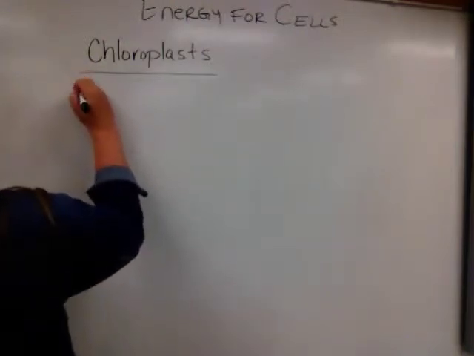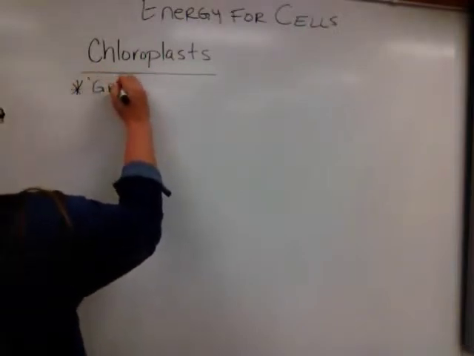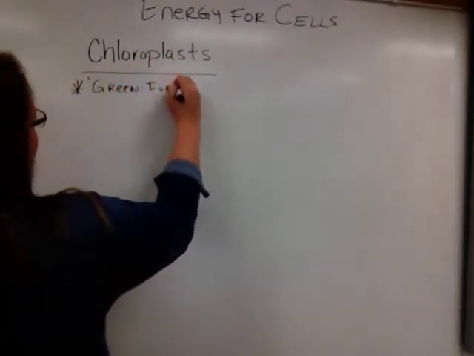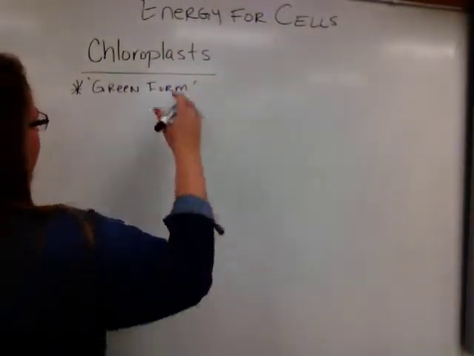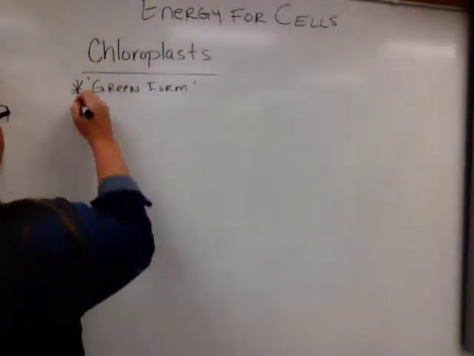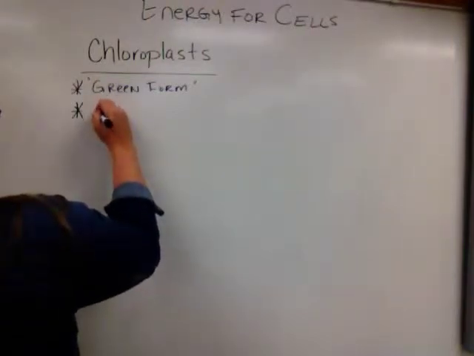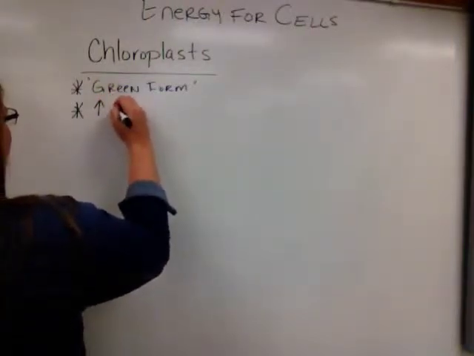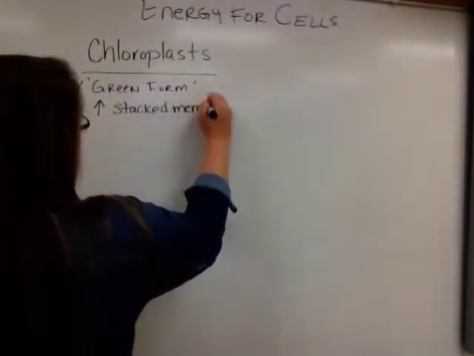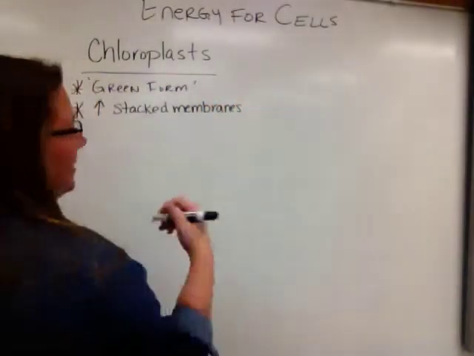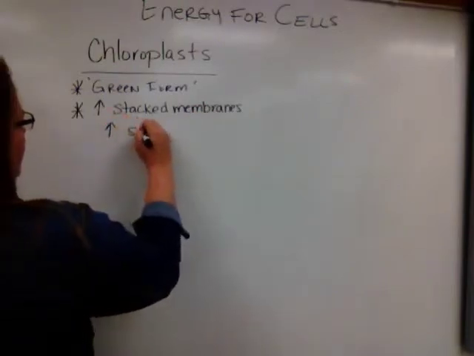Okay, first thing you need to know about the chloroplasts, their name in itself means green form. And so when we look under the microscope and we see tiny green dots in a cell, then that means we're probably looking at chloroplasts. The second thing you need to know about chloroplasts is that they have a high amount of stacked membranes. And just like the common theme has been with these organelles, these stacked membranes are going to increase surface area.